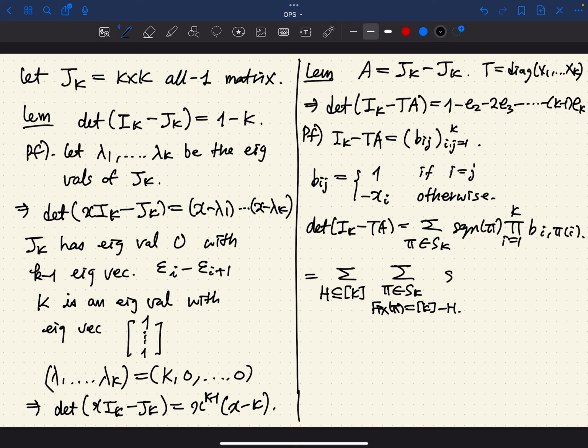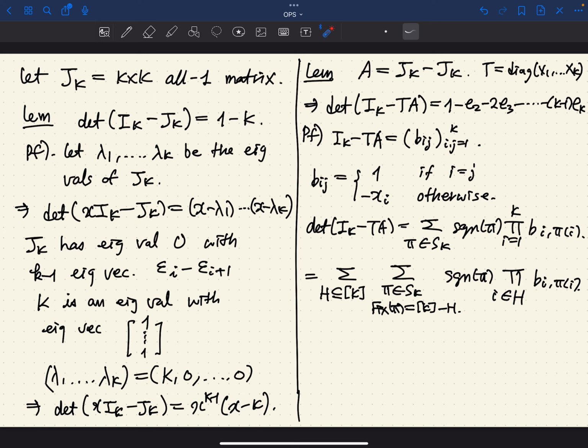And we multiply sign. And actually, we only need to look at I in H, because if I is not in H, it's just BII, which is 1. Okay? So we do this.